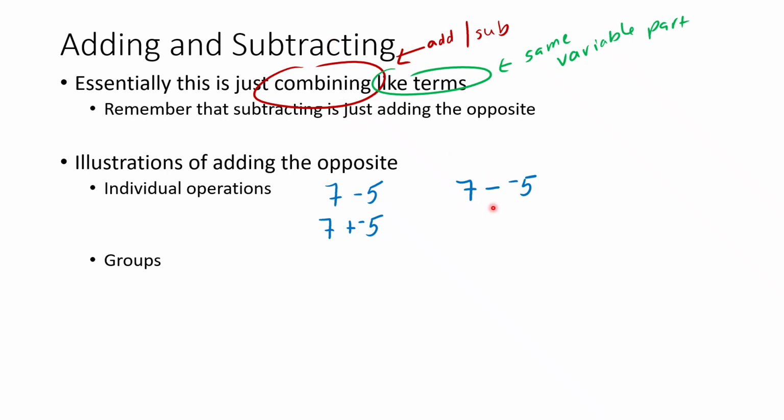Well, if subtraction is adding the opposite, then I'll start with the 7. I'm going to change that subtraction to adding, and then adding the opposite. We ask ourselves, what is the opposite of negative 5? Well, that is positive 5. And that is the essence of what we're doing when we're subtracting.